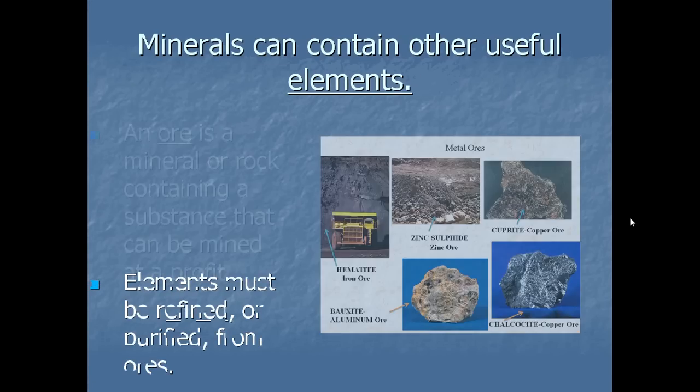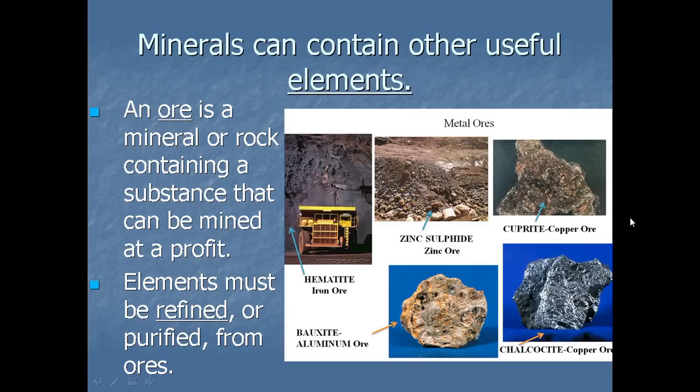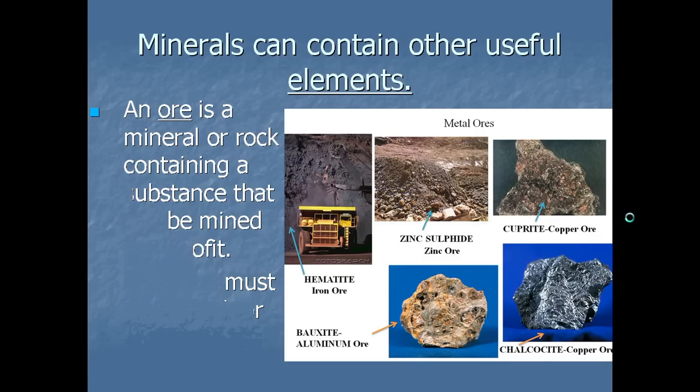Minerals can contain other useful elements. What we call an ore, make sure you know this, an ore is a mineral or a rock that is used for a profit. So it's mined for a profit. And normally these elements have to be refined, purified from the ore. So if you look at the picture, these are all metals that we mine. And so like the first one, hematite, we mine hematite to get the iron out of it. So we actually take the iron out of this mineral. You can also see we mine for zinc, copper, and aluminum as well. So these would all be called ores because we mine them for a profit. Profit means to make money.